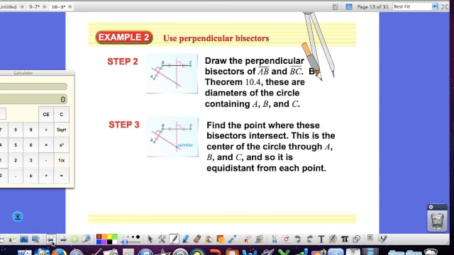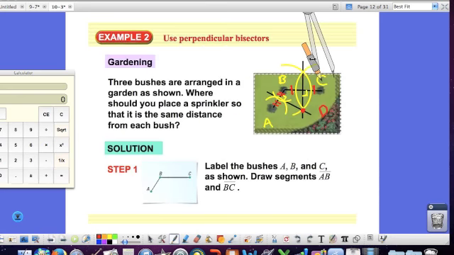If I want to check it, I can take my compass, move it over here, put it from that point to that point. And when I draw it around in a circle, it's going to go through A, B, and C. I've actually created a circle now with D at the center. A, B, and C are all on the circle.